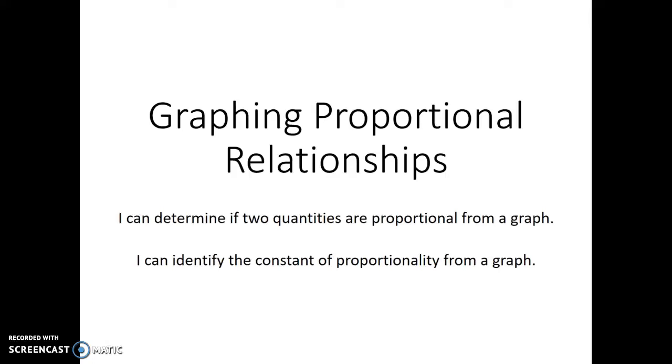Guys, today we're going to talk about graphing proportional relationships, and the I can statements we're working on are: I can determine if two quantities are proportional from a graph, and I can identify the constant of proportionality from a graph. So very similar to our last set of quadrants. Again, we have two I can statements, but they're going to go together.